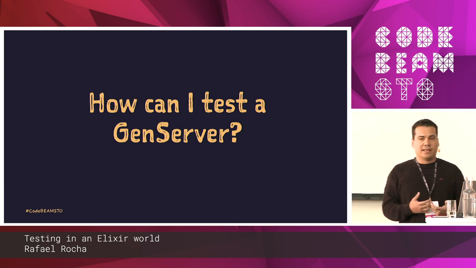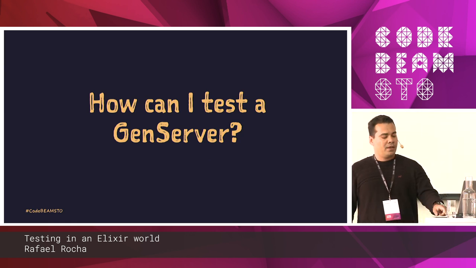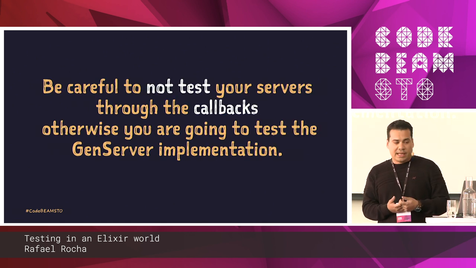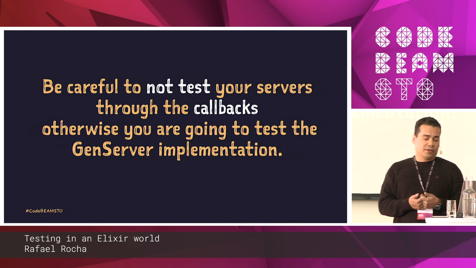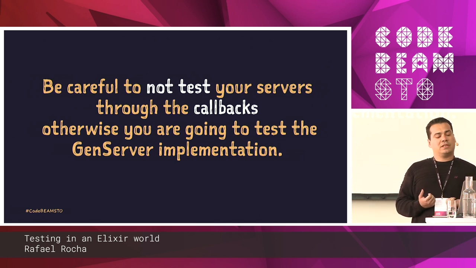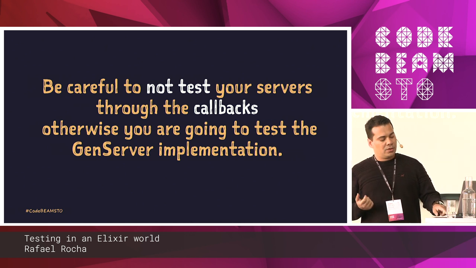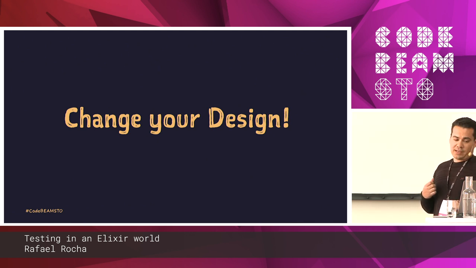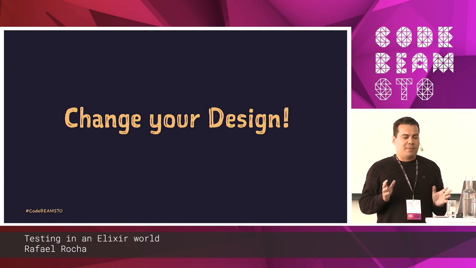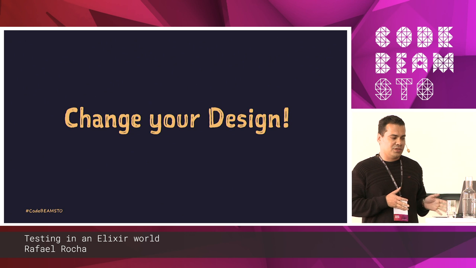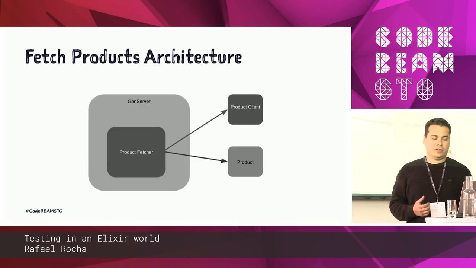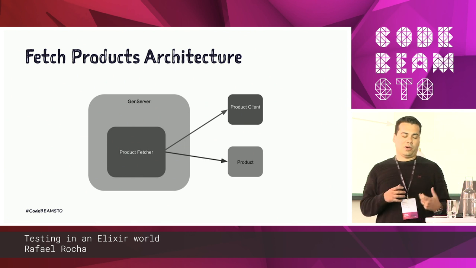So how can we test that? How can we test the GenServer? It's a common question in the community, and we need to be aware that we are not going to test the GenServer callbacks. So in this case, how can we do that? Really, a thing that we can do here is change our design. Things are kind of messy here. Everything is tied to the GenServer. What we can do is create a new design for this code and start testing this part separately.